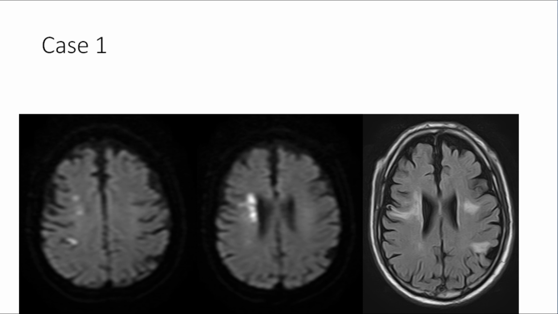Then, if it is a watershed stroke, what happened over here then? What particular sequence is this? Sorry? It's a FLAIR image. Great. So, it's a FLAIR image. So what's going on over here then?